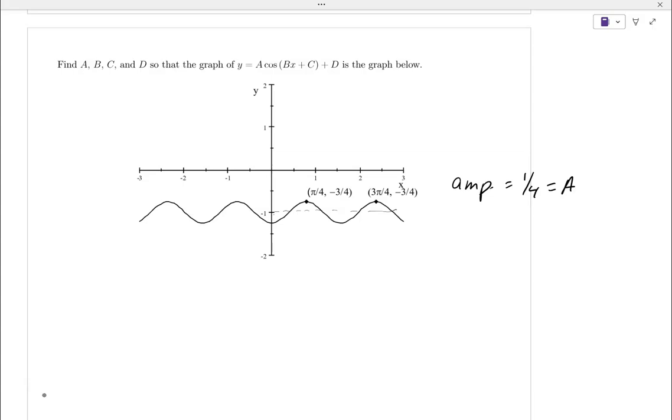Everybody see that? If you look, the middle's at -1, and so we've gone up 1/4. Or you could do -3/4 minus -5/4, which is where we bottomed out here, and then over 2. So you'd have a half over 2, which gives you a quarter as well. You can do it that way too. Either way works.